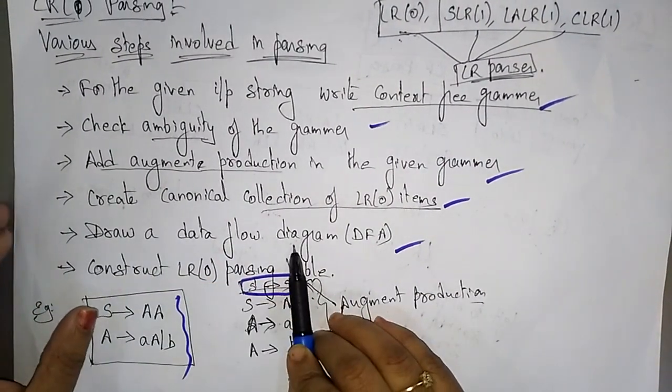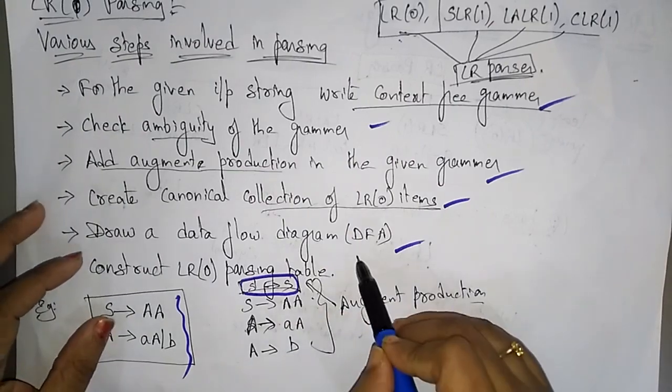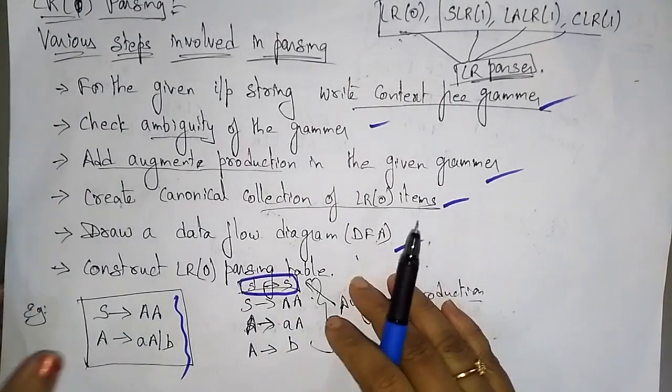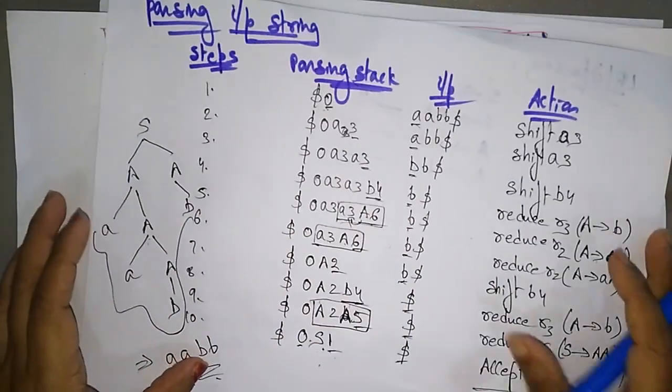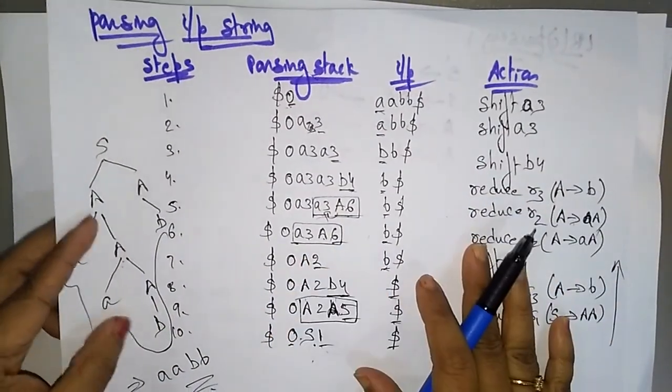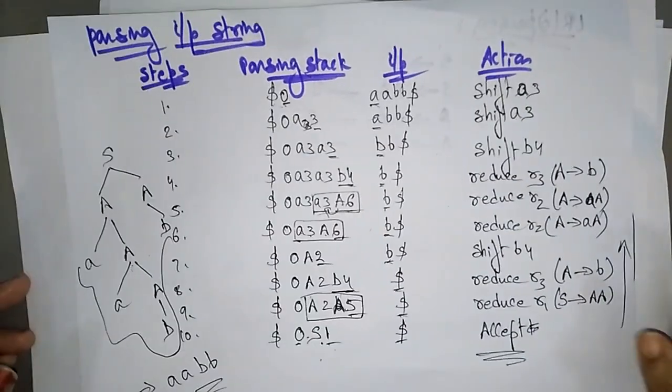After that you need to draw the data flow diagram. By seeing the data flow diagram, you will construct the LR0 parsing table. By seeing the parsing table, you can parse the input string. Finally, a tree will be constructed.